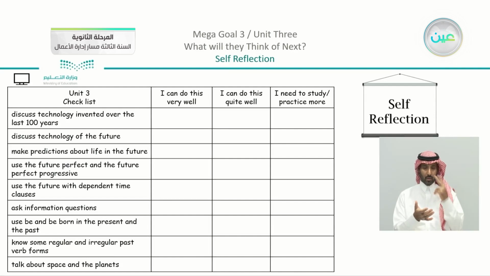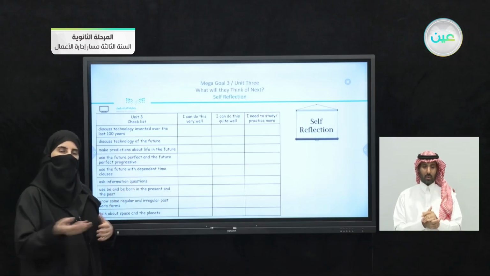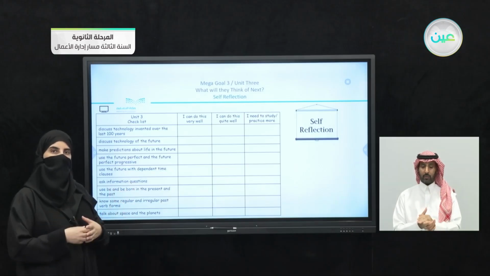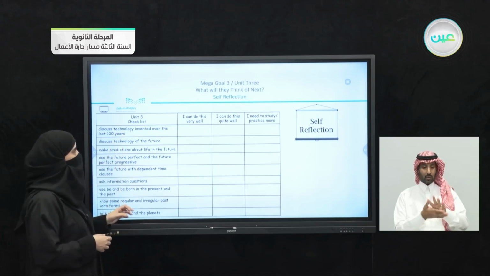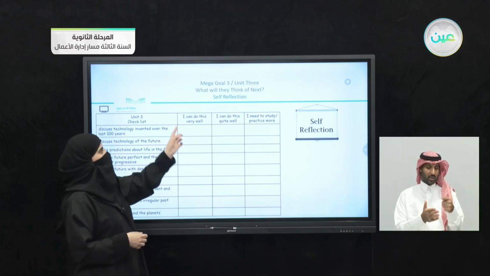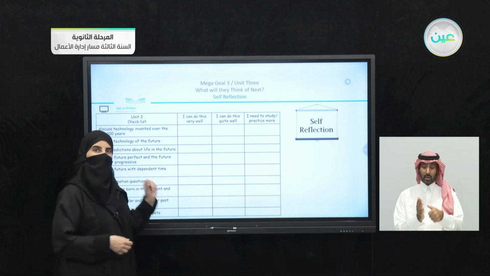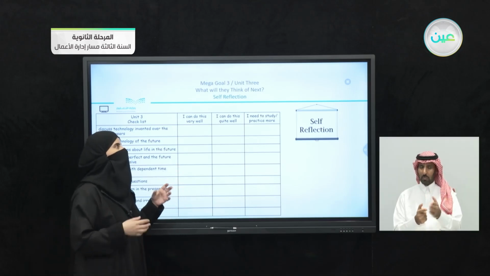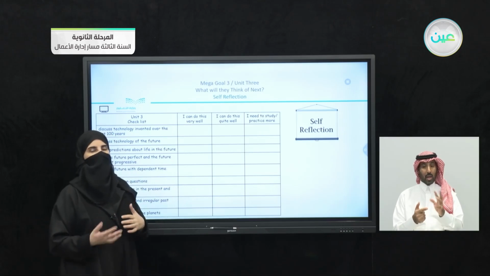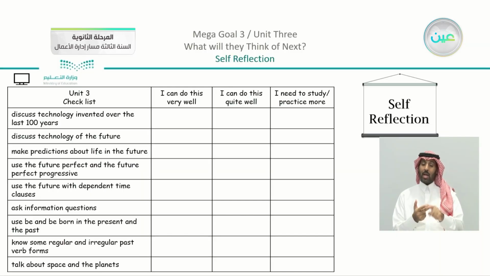Now, as usual, I'm going to also apply. You can just do it with me here or with your classmates. We have the table. Of course, we have the Unit 3 checklist. Just to remind you that there are things that I can do very well, I can do this quite well, or I need to study and practice more. So we have here: discuss technology invented over the last 100 years. What do you think about it?